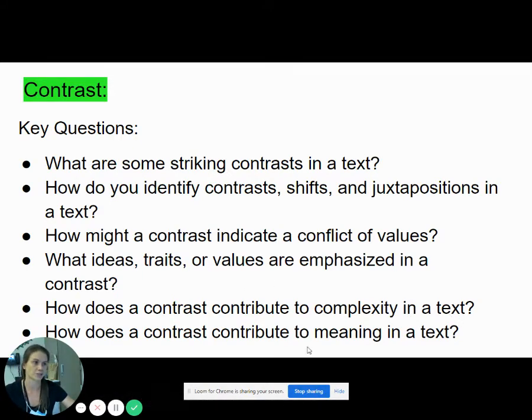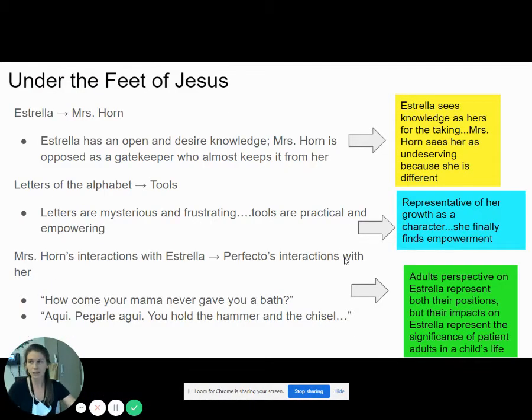So I thought that was an interesting way to look at a contrast and how that contributed to the complexity of character. Okay. So to go back to a text that you guys have all read, the Q2 diagnostic from Under the Feet of Jesus, I'm just going to point out some contrasts that were in there. So you might contrast Estrella with Mrs. Horn.